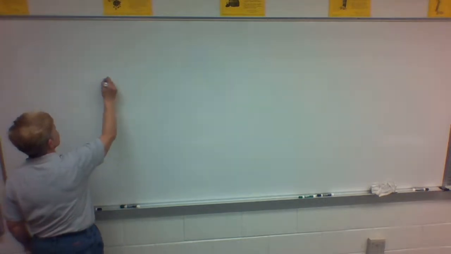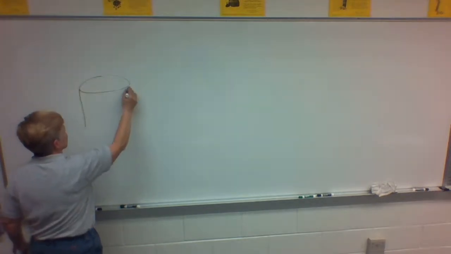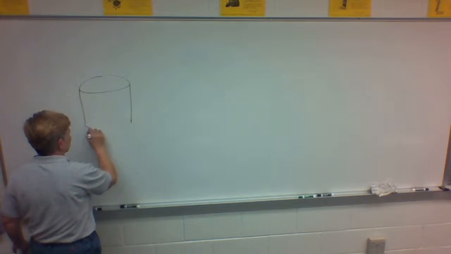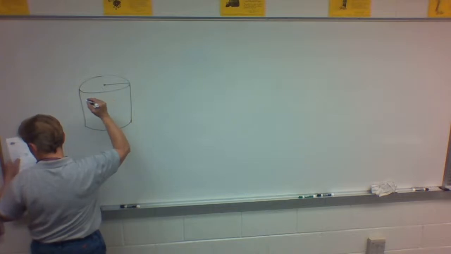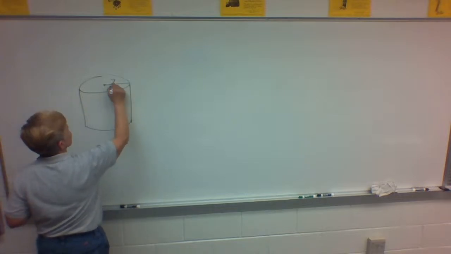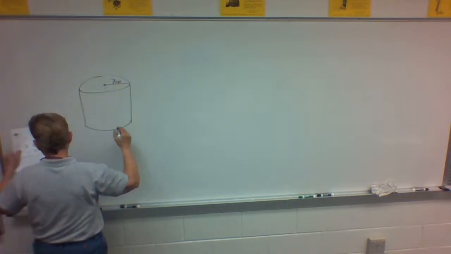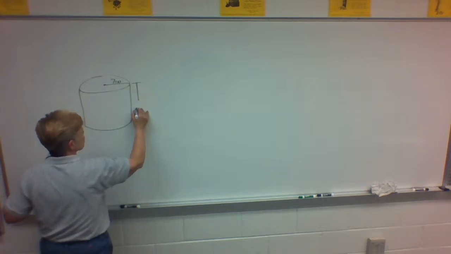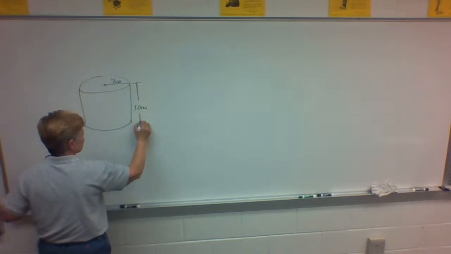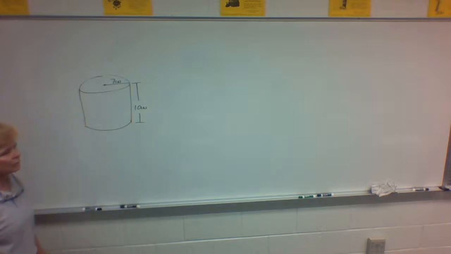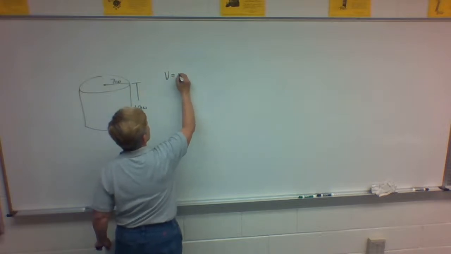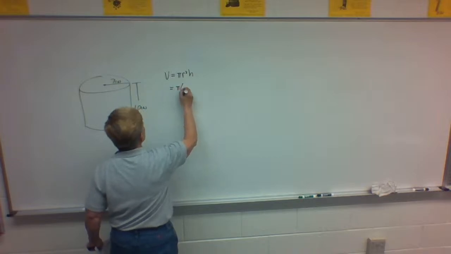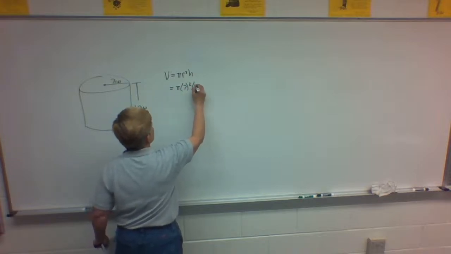Get you a cylinder, something like this. And it tells you this. It shows this and says that that is something like 7 inches. And it shows this, and it tells you that that is something like 10 inches. You got everything you need. Write the formula, though. The volume of this is equal to pi r squared h. That's pi times 7 squared times 10.